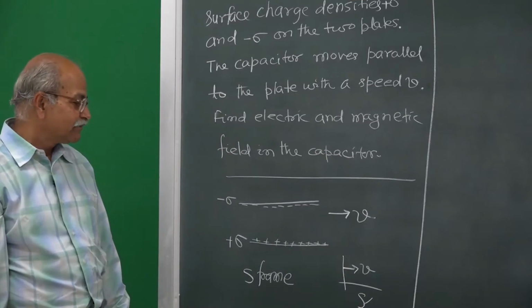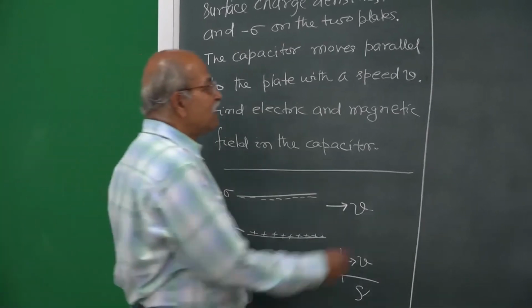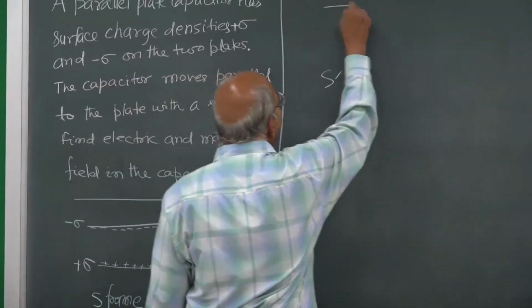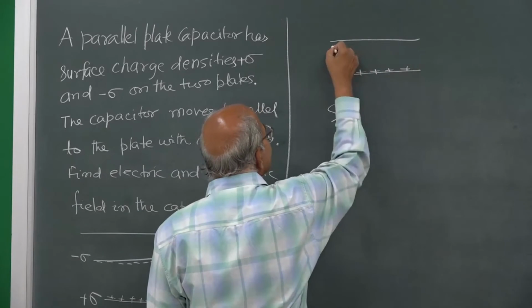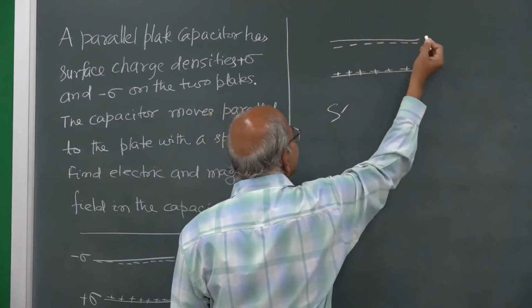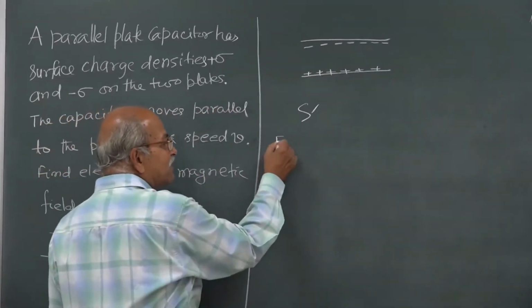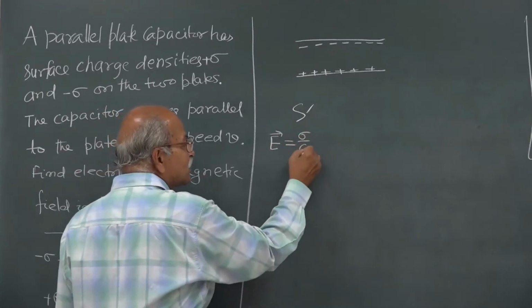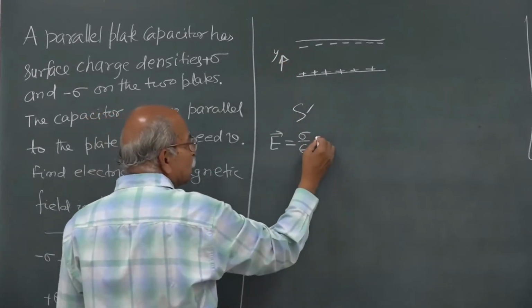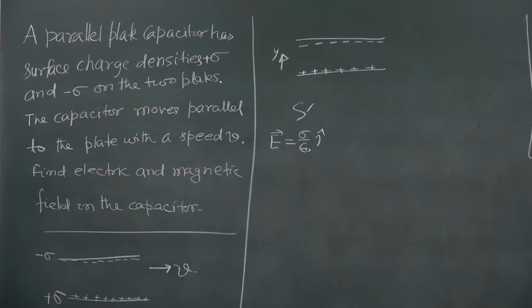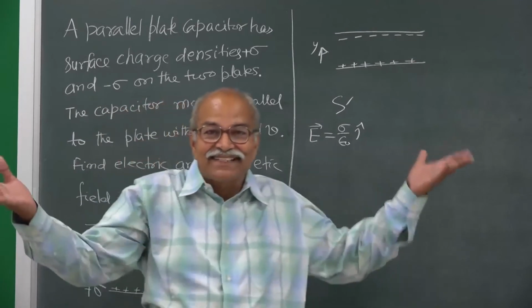So, what happens there? There this capacitor is at rest. So, if I draw the picture from S prime, I have a capacitor and I have positive charges here and I have negative charges here, and then this is at rest. So, do I say that electric field is sigma over epsilon naught in this direction? You can call it y direction. So, do I say this? No. Why? It is at rest.